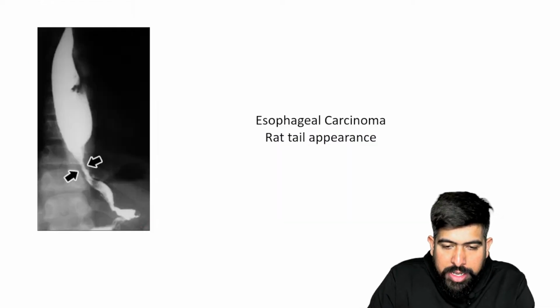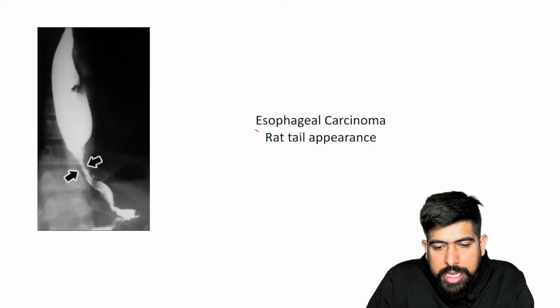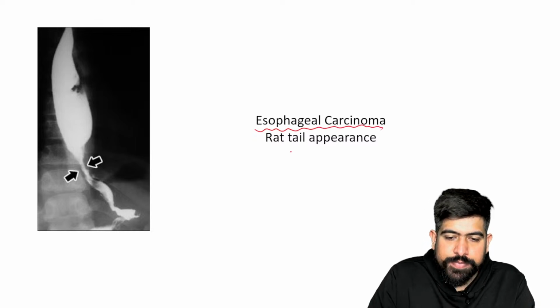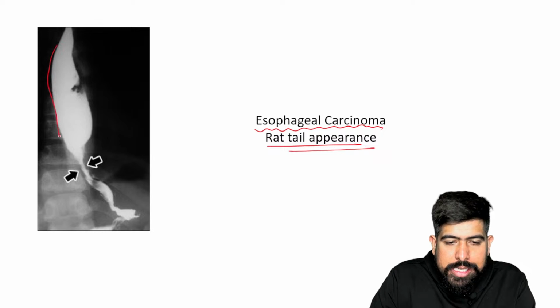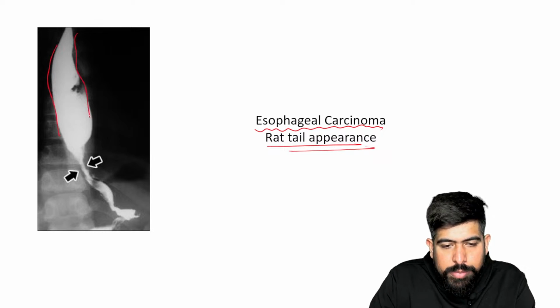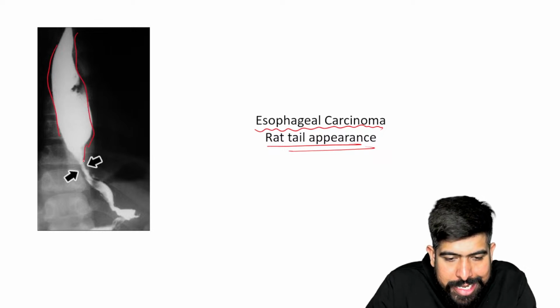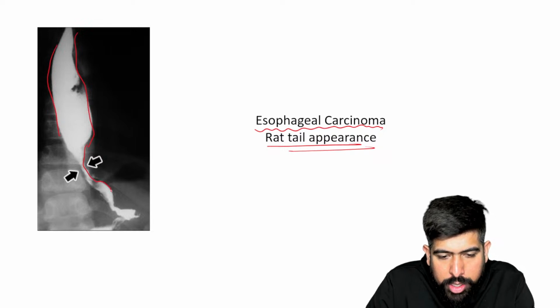But now I'm going with the next one, which is esophageal carcinoma. There will be the rat tail appearance, and you can see the same. This is your barium swallow, and you can see the narrowing is very broad.